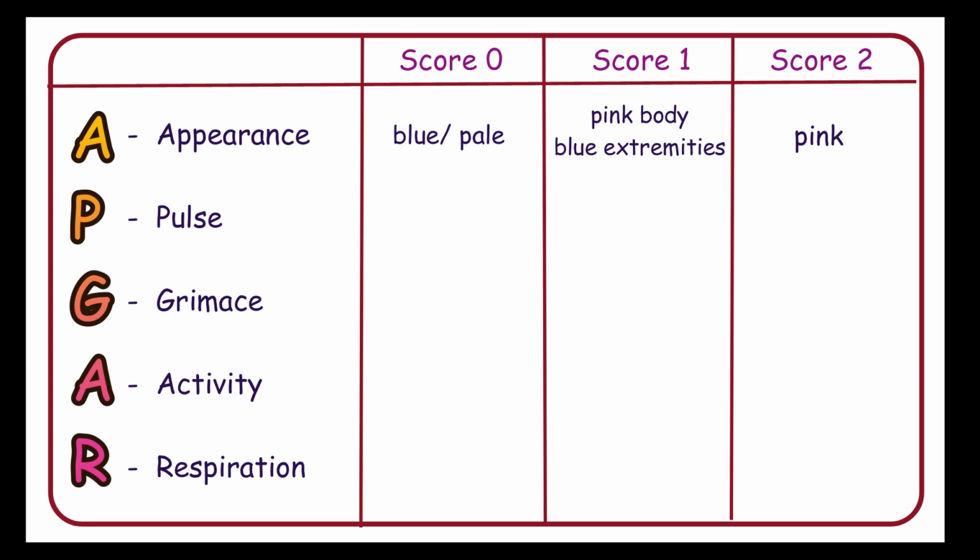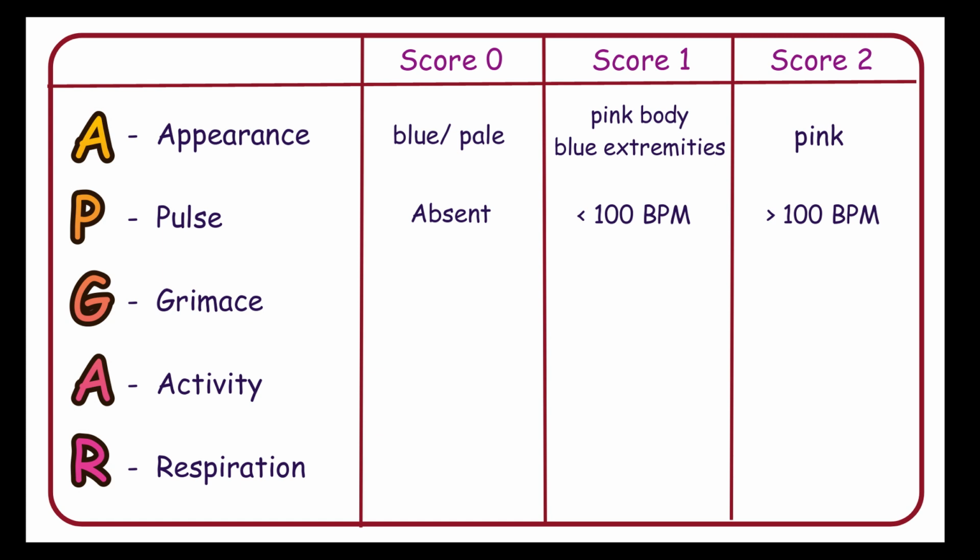Now about the pulse. If there is no pulse or the pulse is absent, then the score is 0. If the pulse is below 100 beats per minute, then the score is 1. And if the pulse is above 100 beats per minute, then the score is 2.